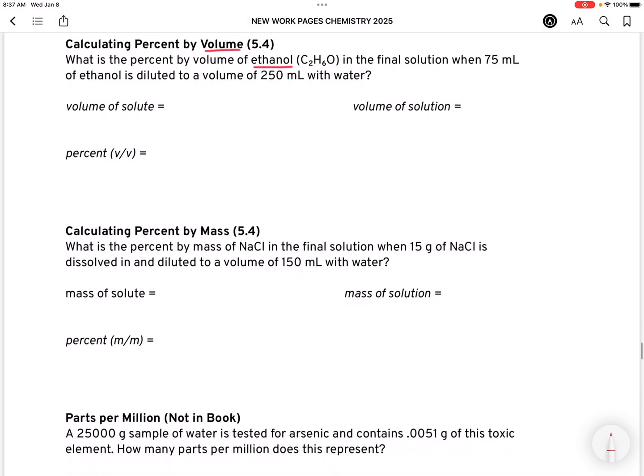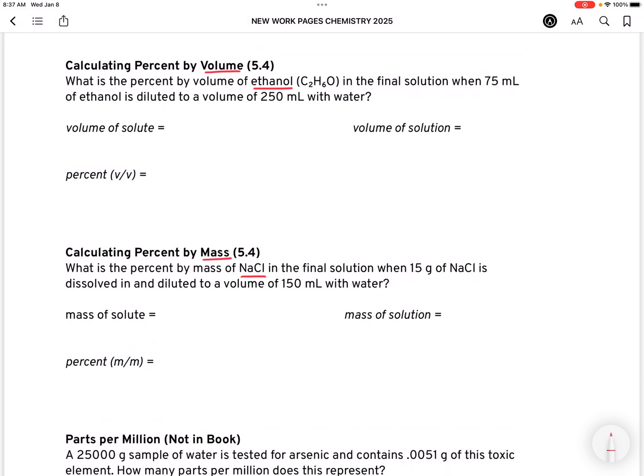And the one down below, we're looking at mass. And when we're looking at mass, we're probably working with something that's solid being dissolved in solution. So our units will be used differently when we set it up, but it's the same kind of premise. So let's go through and talk about this example. The question is, what is the percent by volume of ethanol in the final solution when 75 milliliters of ethanol is diluted to 250 milliliters with water?